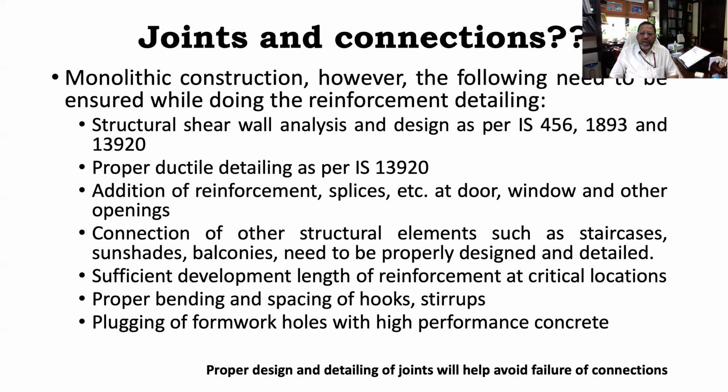We need to have sufficient development length of reinforcement at critical locations. Critical locations are the locations where we are getting negative moment, or at joints where we are getting eccentricity or torsion. So at all these places, continuity of reinforcement must be ensured by providing sufficient development length. Also, wherever stirrups are coming, in order to have better shear resistance capacity for lateral load resistance, we need to properly bend our hooks and stirrups to have monolithic construction of joints and connections.